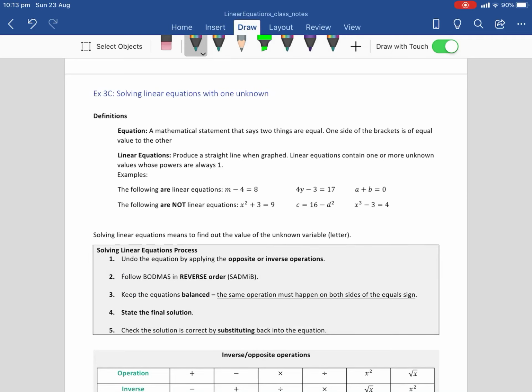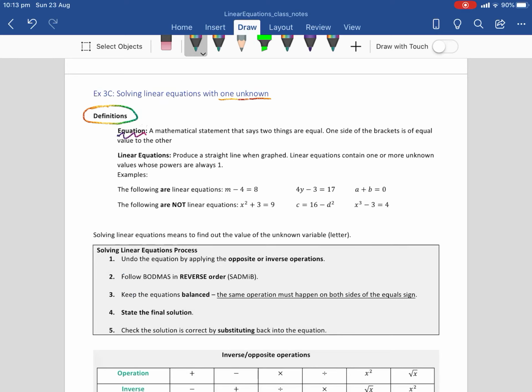Okay, so today we're looking at exercise 3C, solving linear equations with one unknown. One unknown means that there's one number in the equation that we don't know, so we need to solve it. So a few definitions here that we need to look at is an equation.